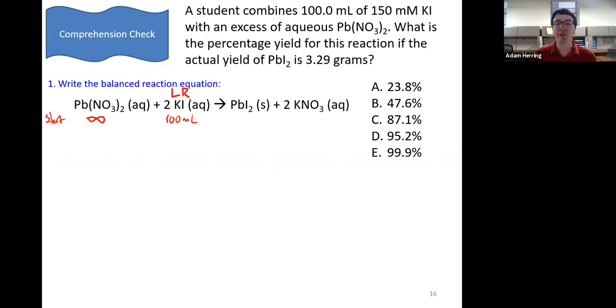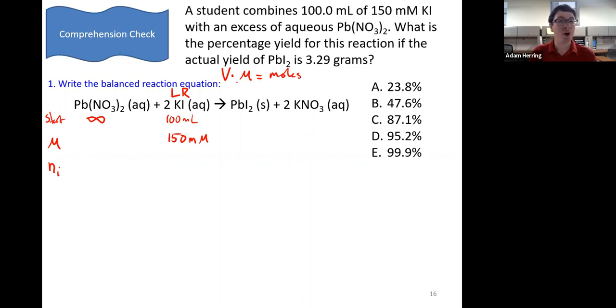We still, though, need to determine how many moles of potassium iodide we have. So how do we determine the number of moles? Well, you should recognize that this is an aqueous solution. For aqueous solutions, if we take the volume and multiply by the concentration, we can get the number of moles. So to find the number of moles, we need to use the molarity. And we have 150 millimolar of potassium iodide.